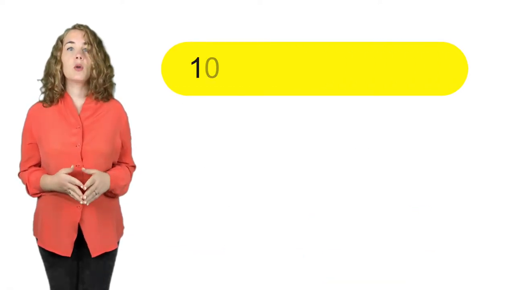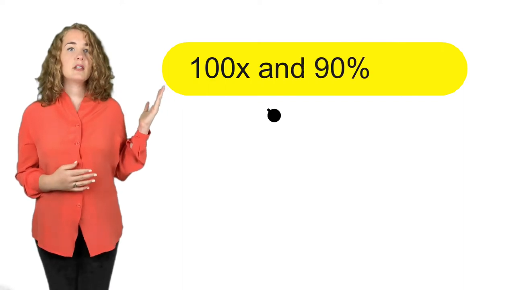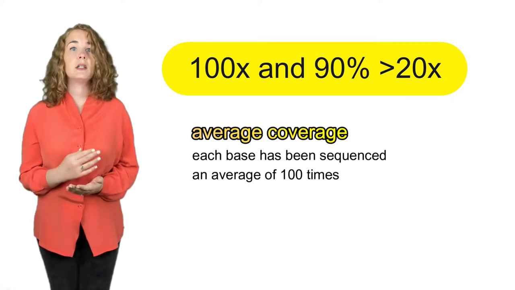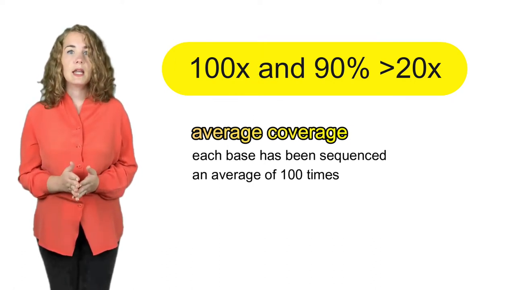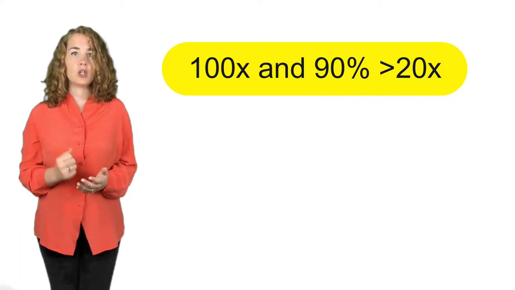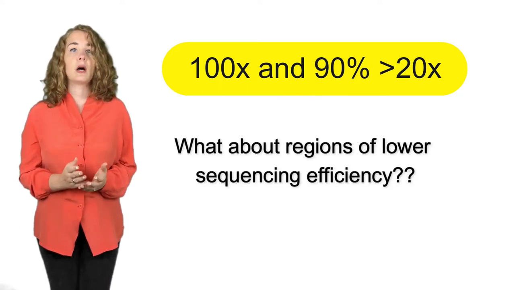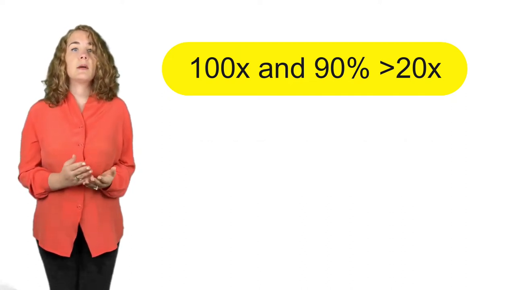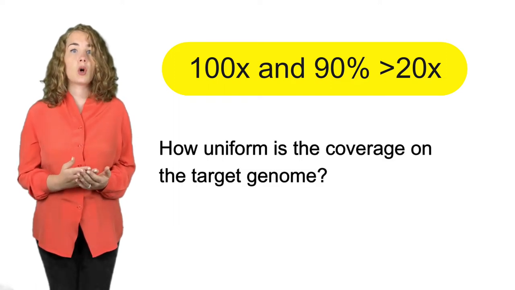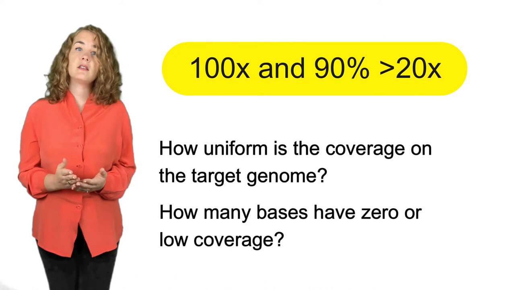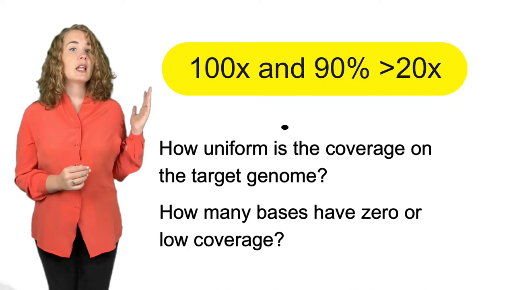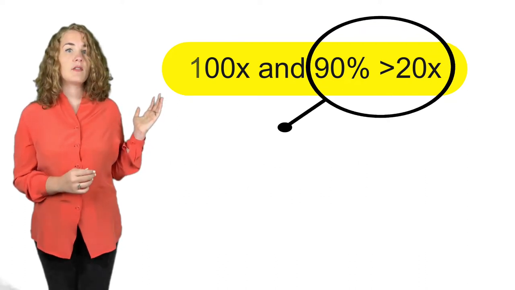Quality measures often look like this. The first number expresses the average coverage and suggests that in this case each base has been sequenced an average of 100 times. Being an average of all the sequenced genome, this number does not give any information about regions of lower sequencing efficiency. Therefore, it's useful to provide a measure of how uniform the coverage of the target genome is, or how many bases have zero or low coverage. In this case, the quality measure tells us that 90% of the regions have a coverage of at least 20-fold.